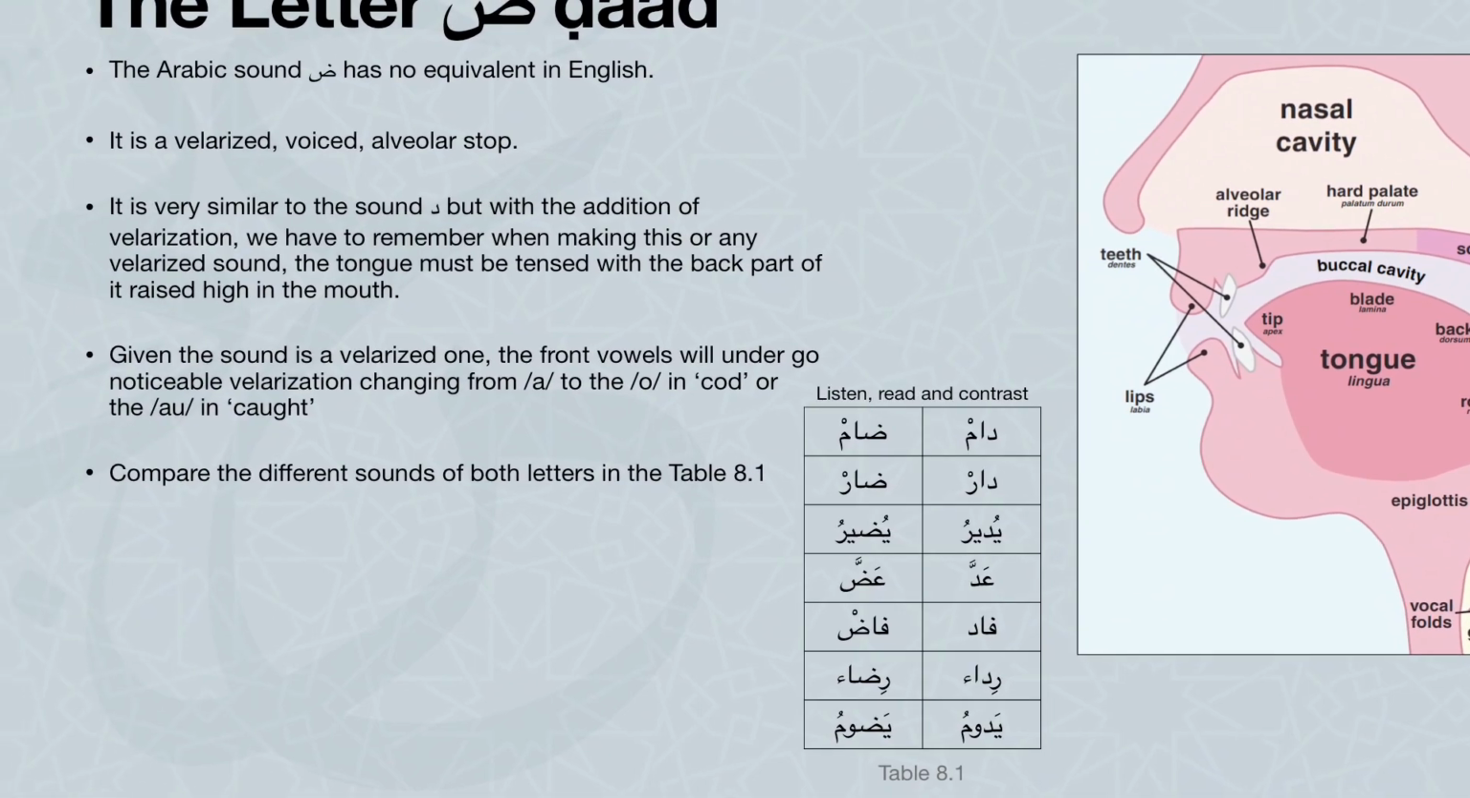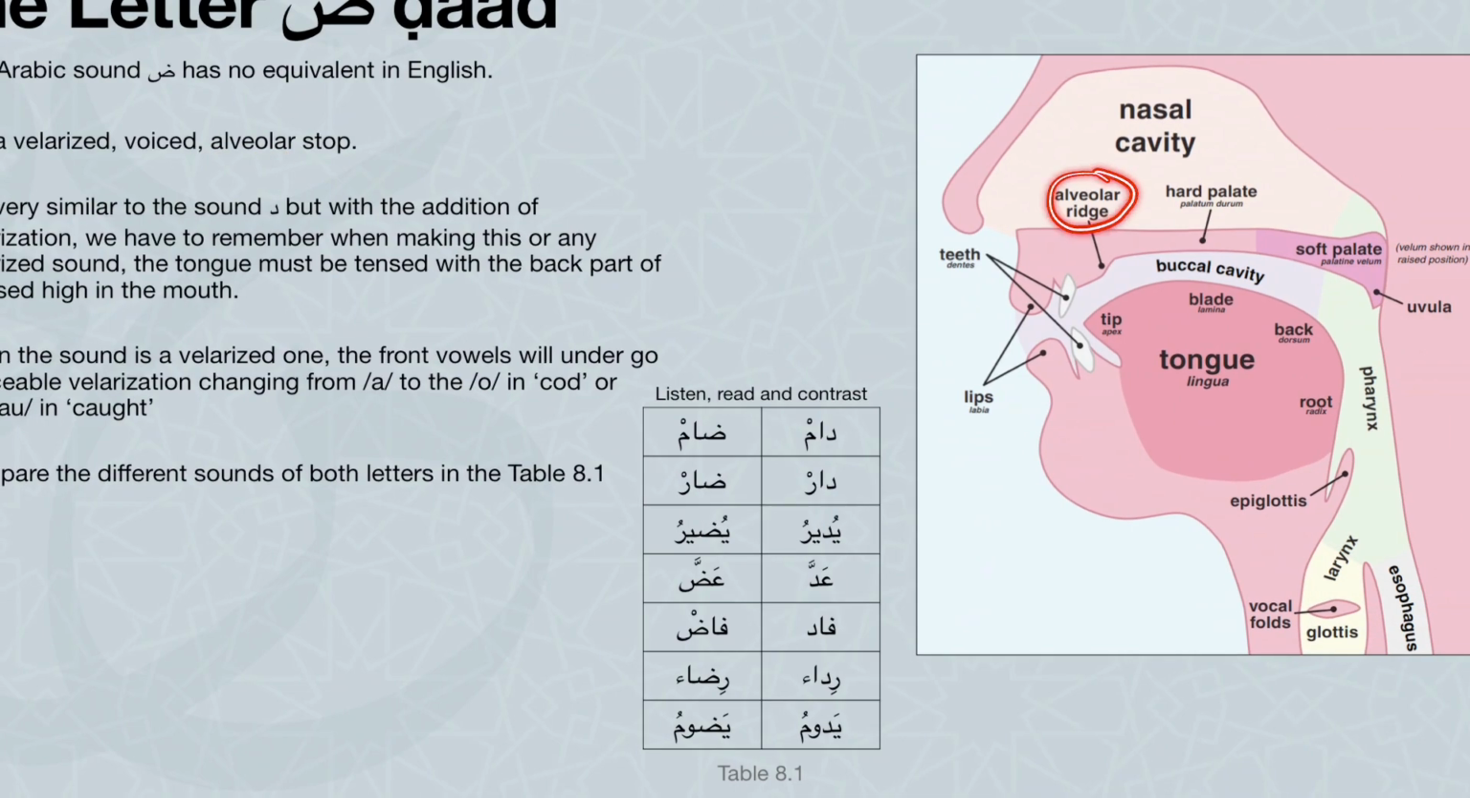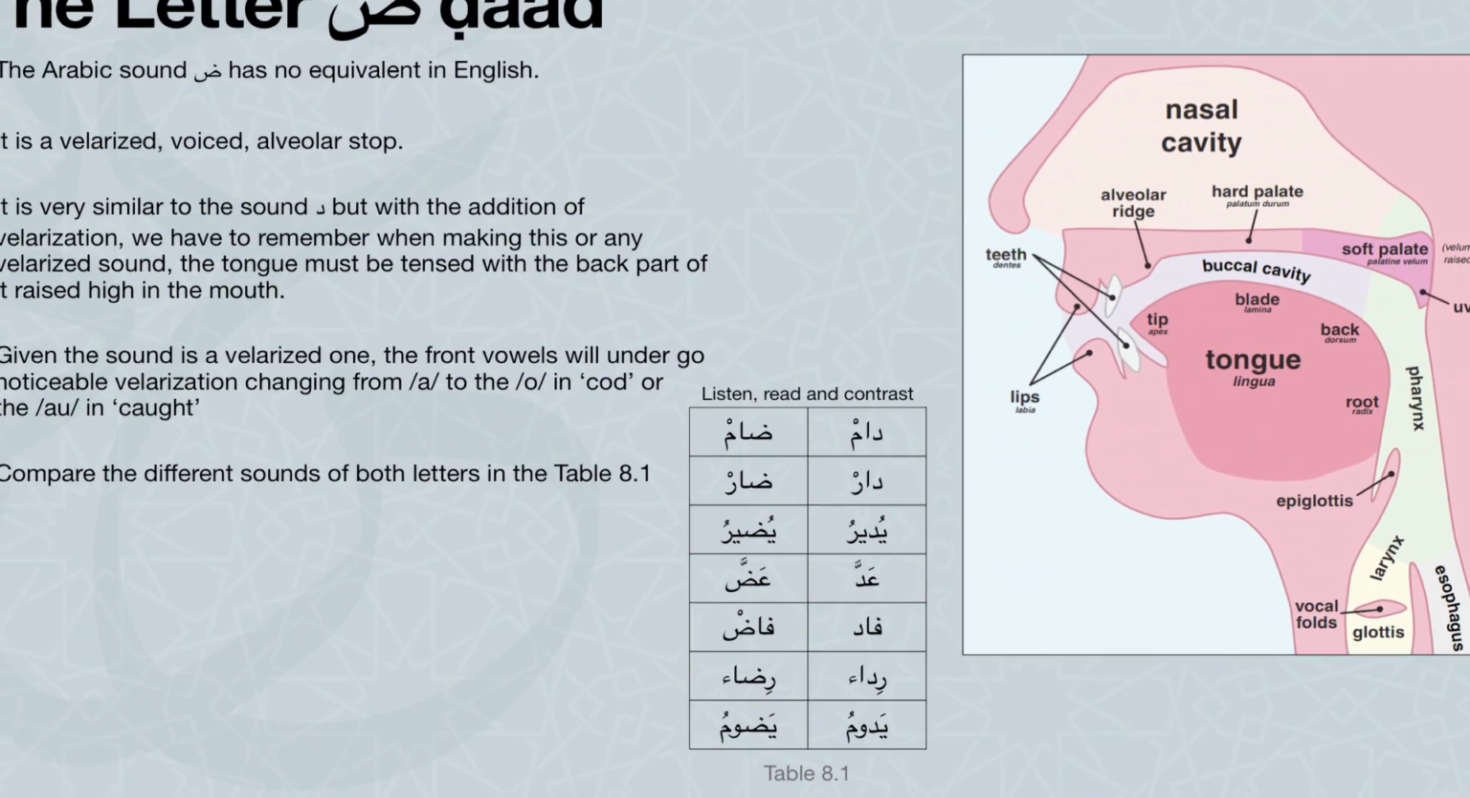And it's an alveolar, as in it pertains to this area, the alveolar ridge, basically the little bump right behind your front upper teeth. There's a small tiny bump. We call it the alveolar ridge, and a stop.